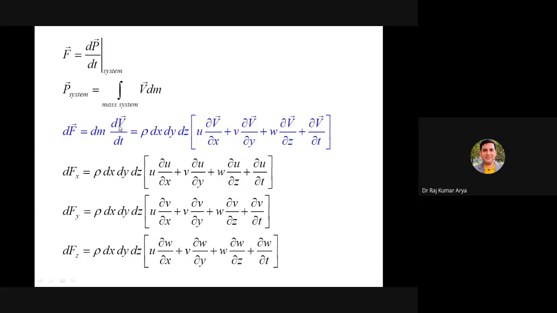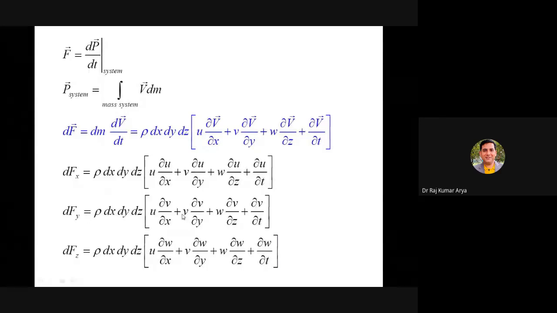Now, if you want to write this force vector dF, so if you want to write for the x direction, your velocity vector here would be replaced by u. So here this is also u, this one is u, here is also u, here is also u. So you get the x component of the force.